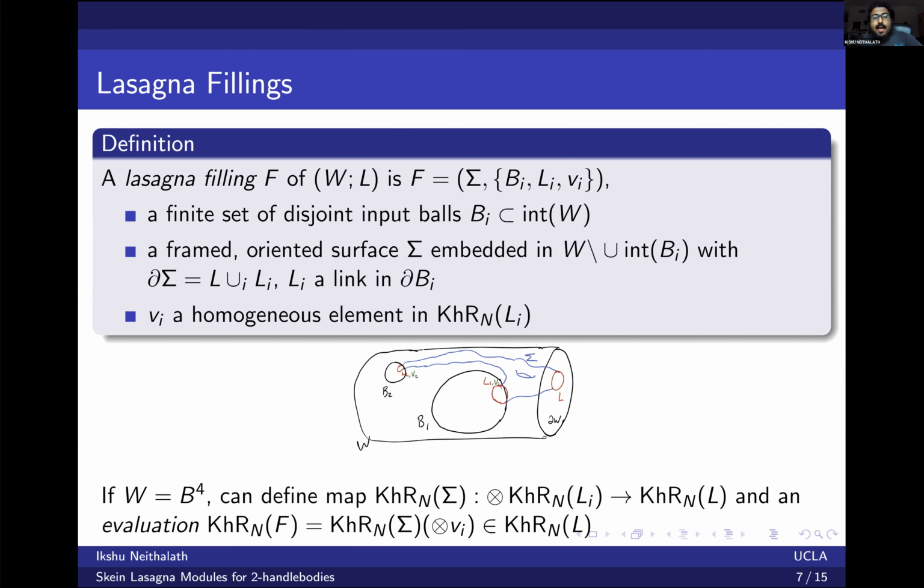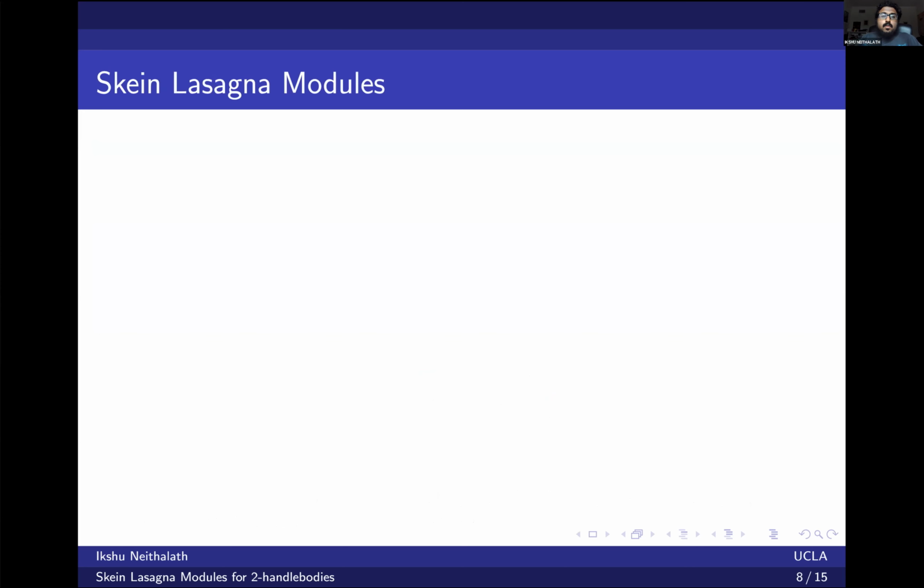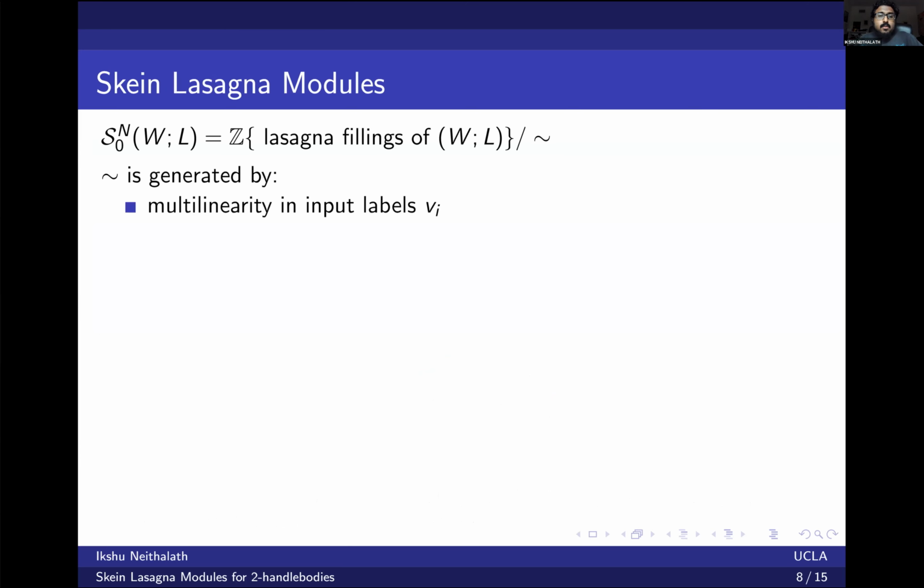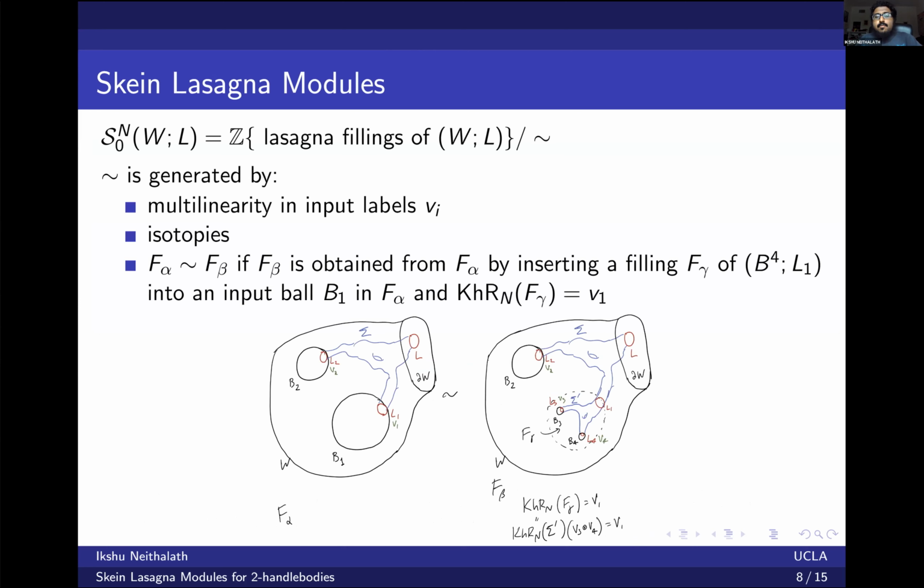Okay, so we're going to use that evaluation operation now to define the Skein Lasagna module. All right. So the Skein Lasagna module is just a free abelian group generated by all lasagna fillings modulo some relations. So the first is we want it to be multilinear in those input labels. Hopefully it's clear what I mean by that. We're going to mod out by isotopies of basically everything in the picture, of the surface, of the input balls, keeping the link in the boundary fixed, however. That's totally fixed.